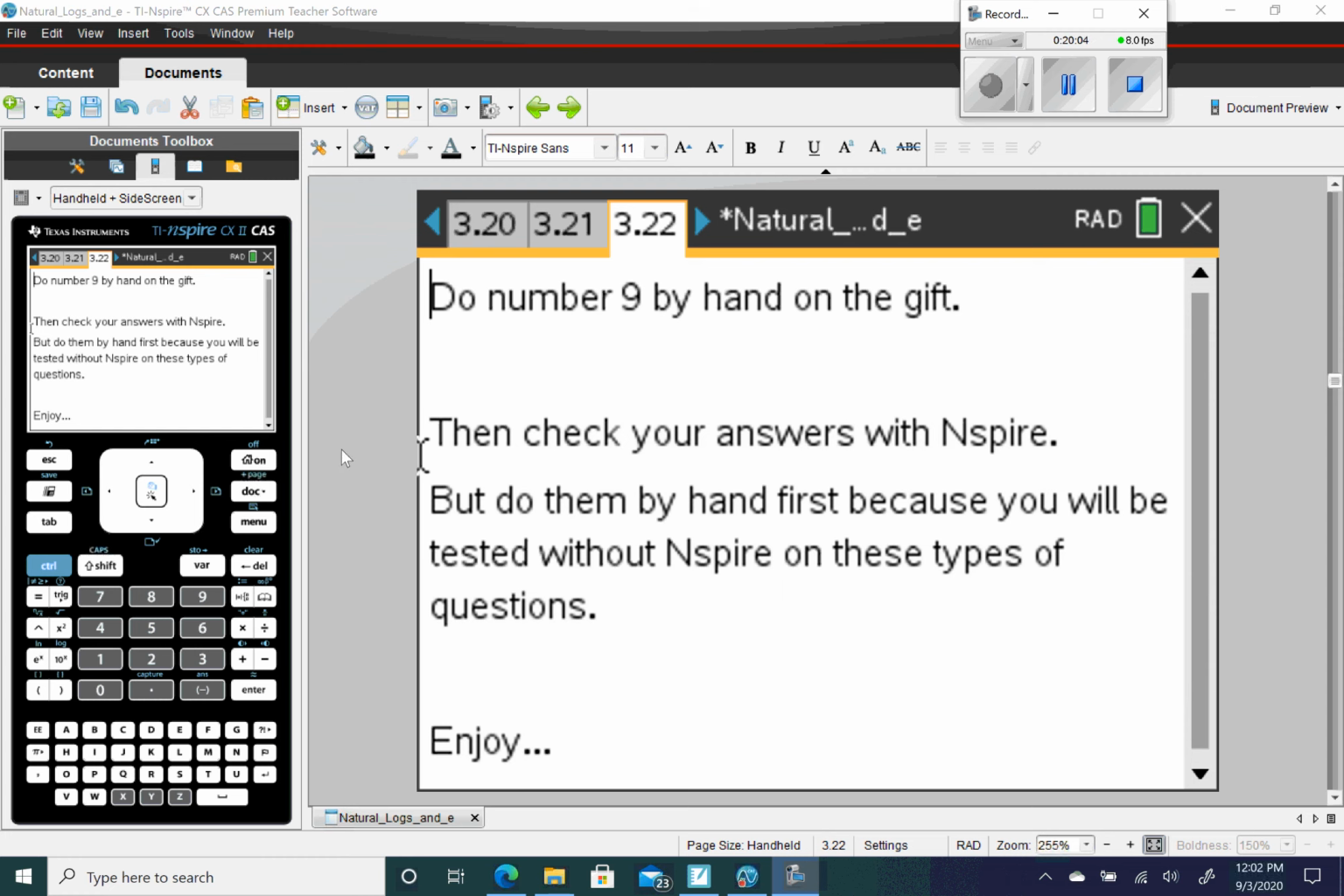Go ahead and pause the video, do number 9 by hand on the gift, and then just check with your calculator. Still know how to do these without. Again, pause the video if you didn't already, because I'm going to show the answers on the next page.